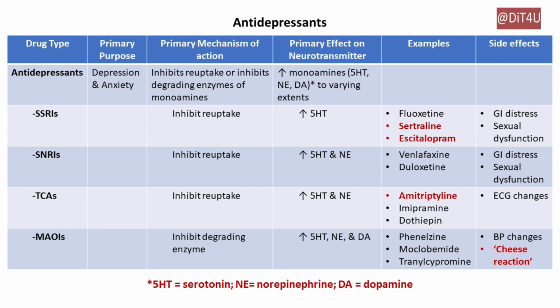MAOIs, monoamine oxidase inhibitors, inhibit the degrading enzyme. So monoamine oxidase is inhibited. Therefore, they increase levels of serotonin, noradrenaline, and dopamine. Phenelzine, moclobemide, and tranylcypromine are examples. They can cause BP changes and the cheese reaction.